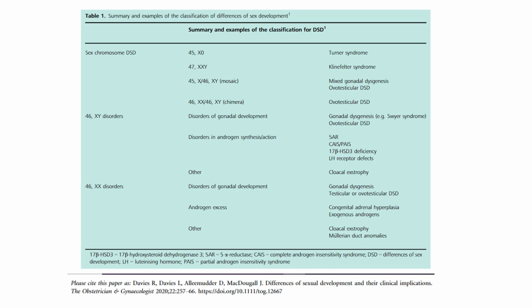You've also got cloacal exstrophy. So 46,XX disorders: disorders of gonadal development or gonadal dysgenesis again, testicular or ovotesticular DSD, androgen excess, so congenital adrenal hyperplasia and exogenous androgens, and others like cloacal exstrophy or Mullerian duct anomalies.